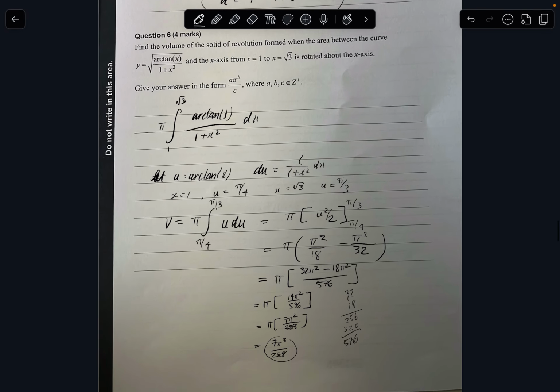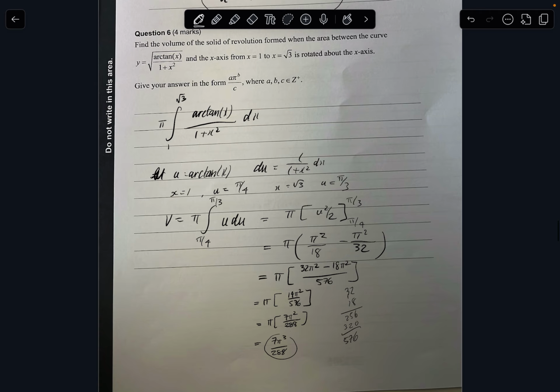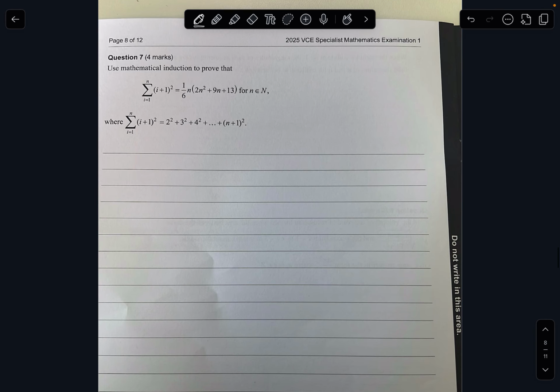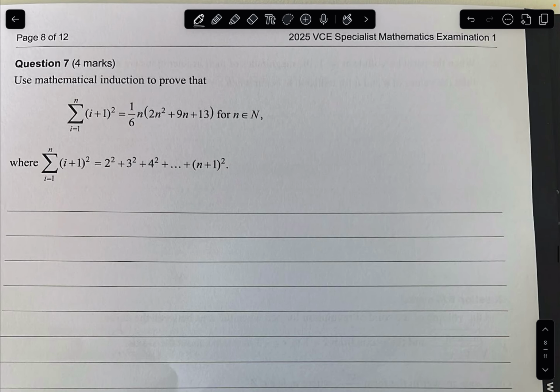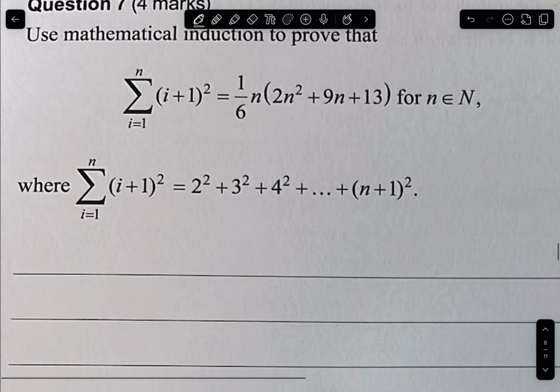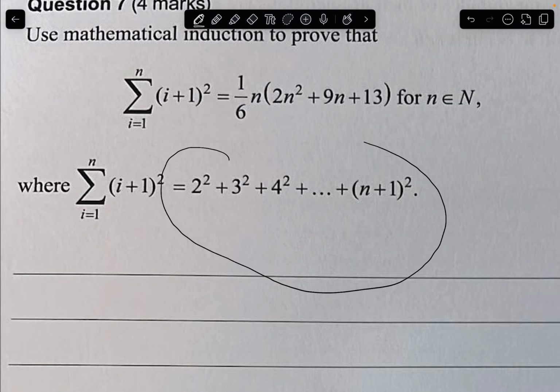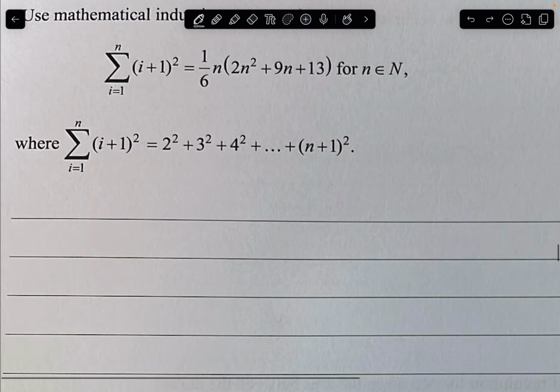a pi to the power of b and c. Use mathematical induction to prove this, where the sum of that is equal to this. Okay, so first we can test the first case.